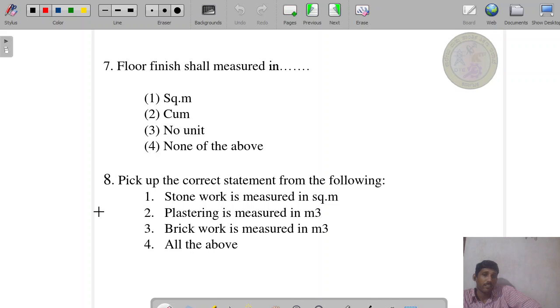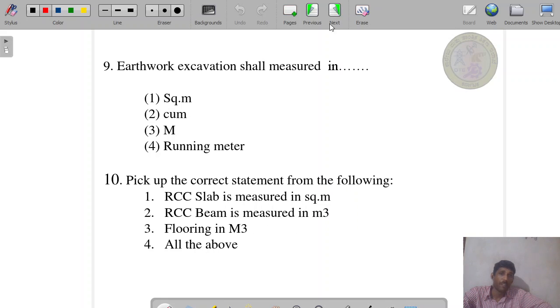The correct statement is option number 3. Brickwork is measured in meter cube. Plastering is always measured in meter square. Stonework is measured in meter cube, but it is mentioned here as meter square. Therefore, the correct answer is that brickwork is measured in meter cube.